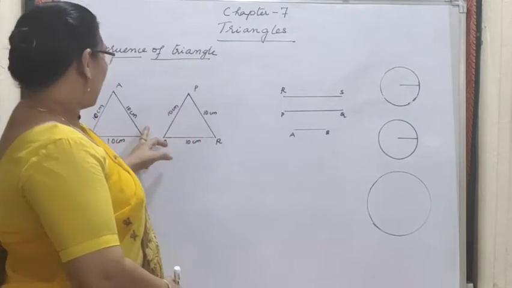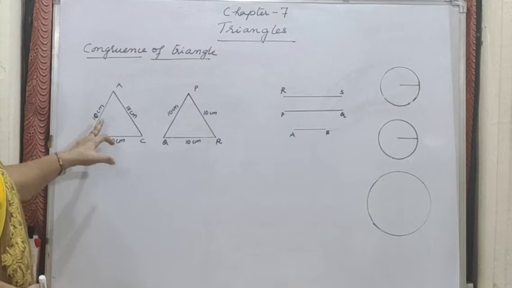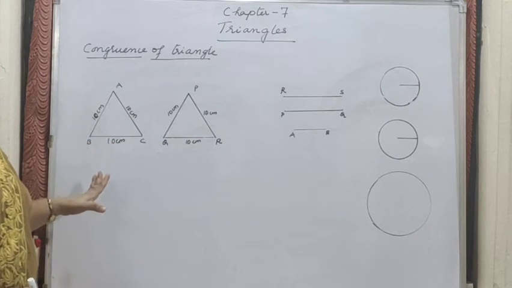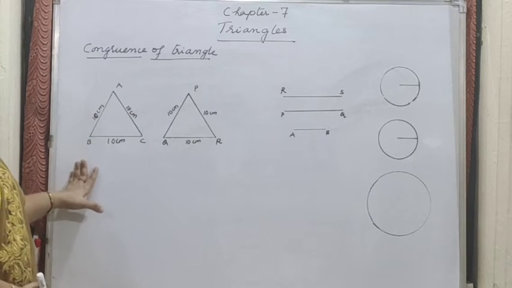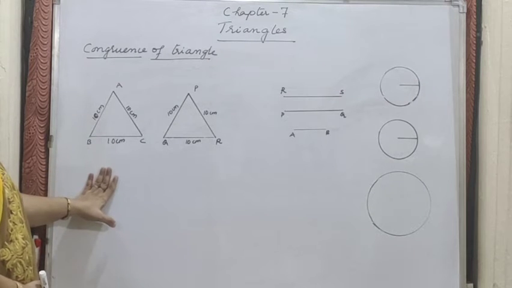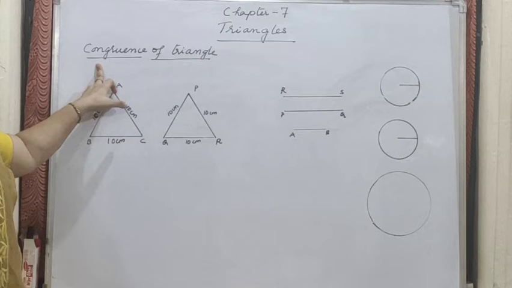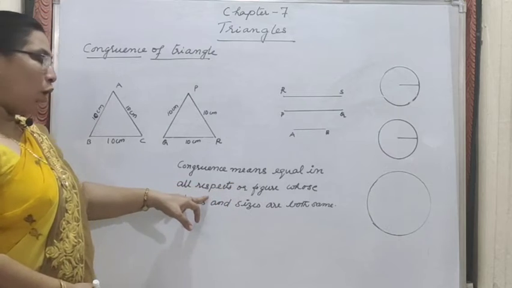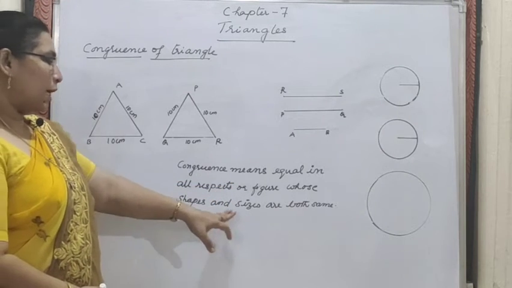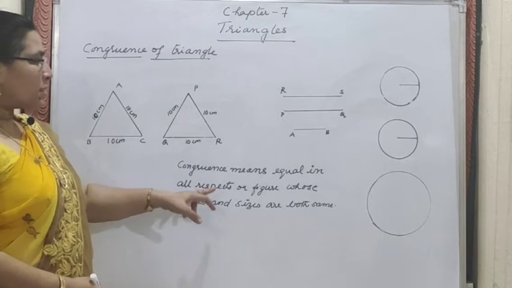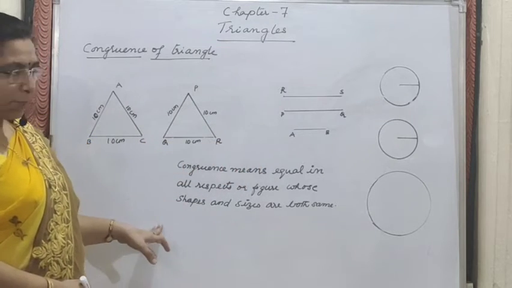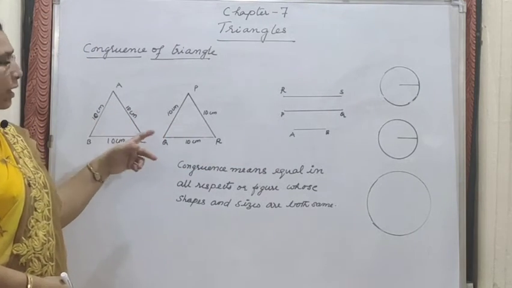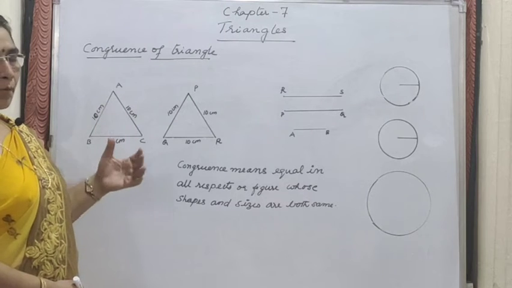Now we can come to the case of triangles. Equilateral triangle: when we keep ABC with a 10 centimeter length on the PQR, what will happen? Exactly superimposing is possible, or we can say that they exactly cover each other. This idea only we are using in the case of congruency. So what is congruence? Congruence means equal in all respects, figures whose shape and size are both the same. The examples we see are circles of the same radius, line segments equal in length, and equilateral triangles, where the sides are equal and the angles are also equal. We will learn more about congruency.